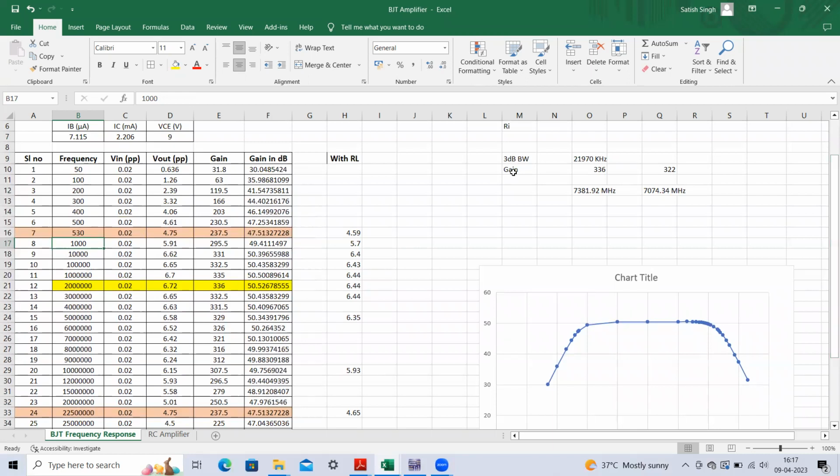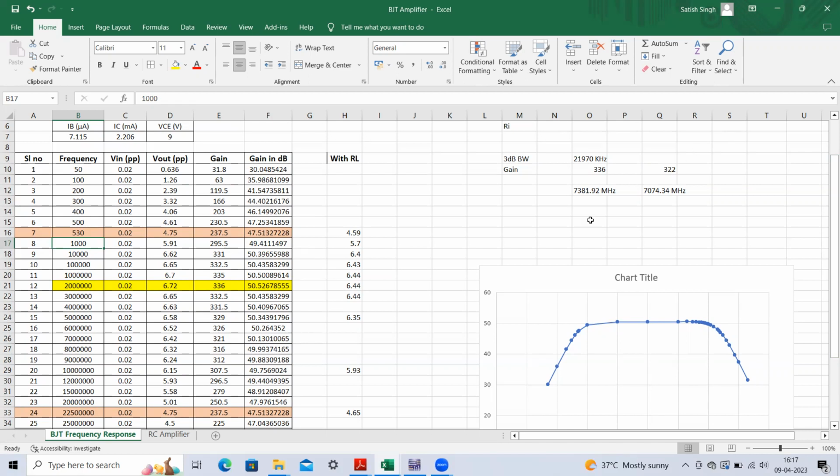Similarly, the maximum gain or mid-band gain, if you say, it is 336. So this is the mid-band gain. On an average, you can take either 336, 335, or 330. You can take an average value, or you can take the maximum value. So this is our gain, the maximum gain or mid-band gain, you can say. I have also taken this mid-band gain 322 corresponding to when we are taking the RL into consideration. At that time you can get this gain because 6.44 is the output. If you divide this 6.44 by 0.02, you will be getting this gain 322.